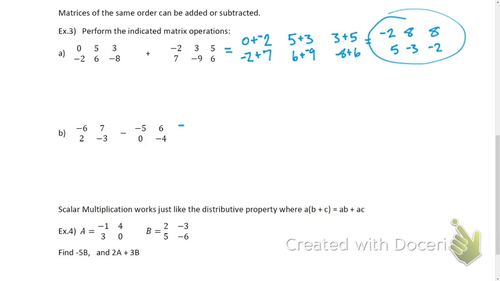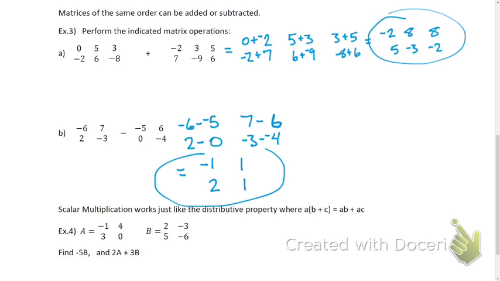First spot I would say is -6 minus -5. Be careful with all those minuses. 7 minus 6. 2 minus 0. -3 minus -4. So for that one, we end up with -1, 1, 2, 1. Hopefully very straightforward. All right, a little harder with this last one.